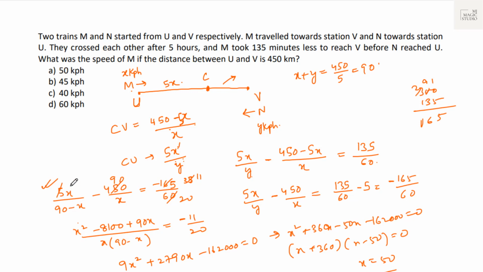You need to find out the value, like 50 if we put. So 50 by 40 is 5 by 4 minus 90 by 50, 9 by 4. So 20 minus 36, 16 by 4 into 4. Whether we are getting it or not, we can check it.